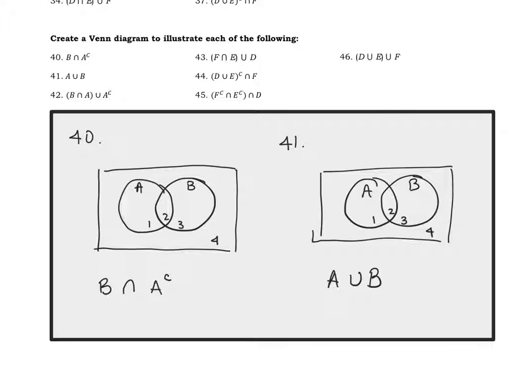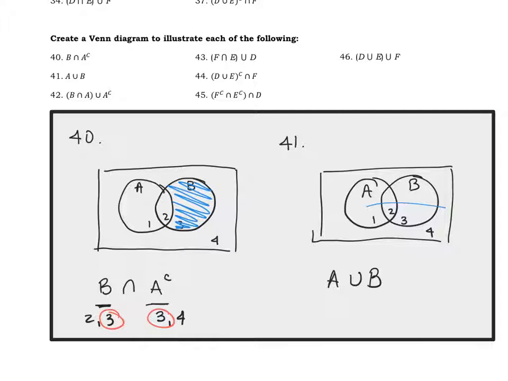Okay, so on 40 they're asking for the intersection of set B and the complement of A. I find it best to number the regions. Set B is regions 2 and 3, and the complement of A is regions 3 and 4. We're looking for the intersection, so the only thing they have in common is region 3, so that's what I'll be shading. Just region 3.